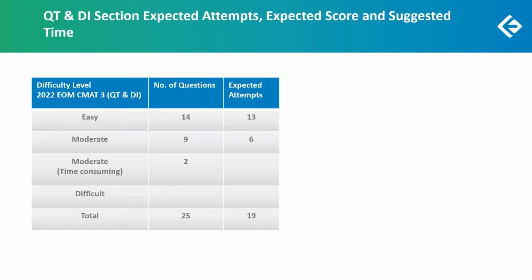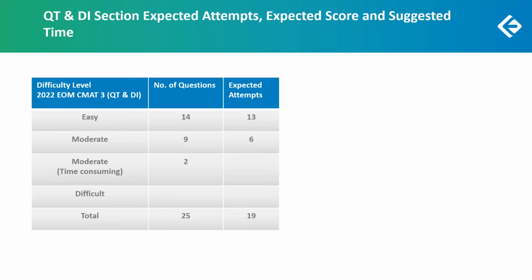Other people would have solved these questions. Most people in an aptitude test look for the easy questions at the beginning, so most people should have been able to solve most of these questions. Not solving these questions would have put you at a disadvantage. So out of these 14 easy questions, at least 13 should definitely have been attempted.